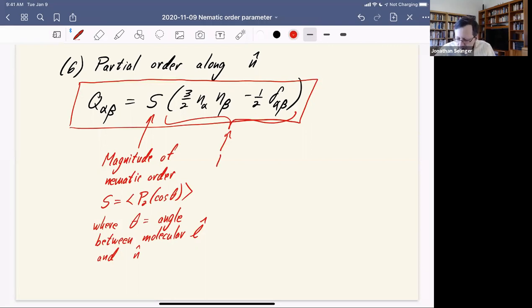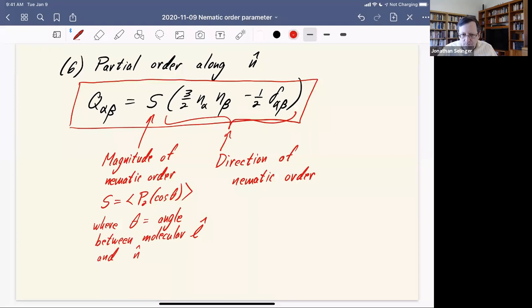The second factor is information about the direction of nematic order. The direction is encoded into this tensor. It's encoded in a slightly complicated way, but it's not that complicated. It's encoded through a vector n which gets multiplied with itself, and you multiply by 3/2 and subtract off half the identity matrix. So here we have a combination of information about the magnitude of nematic order and information about the direction of nematic order.